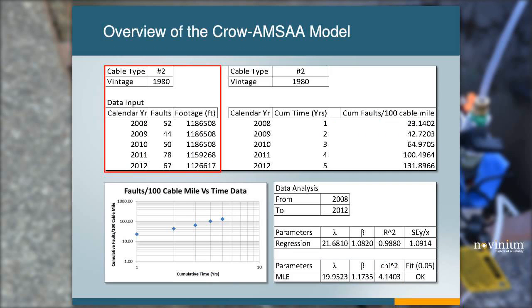So let's take a look at an example here where we're going to look at some number 2 cable installed in 1980, and we're going to run it through the AMSAA model. For our input data, we have our calendar years, faults, and footage. When we evaluate data for making a forecast, we look at the last 5 years of data because that best reflects the current state of the system. So what you're seeing there, for those calendar years, are the faults and the footage associated with each of those years. So that's our input.